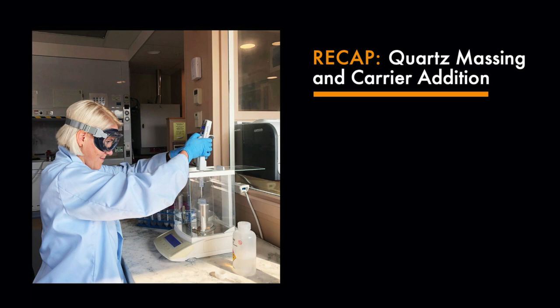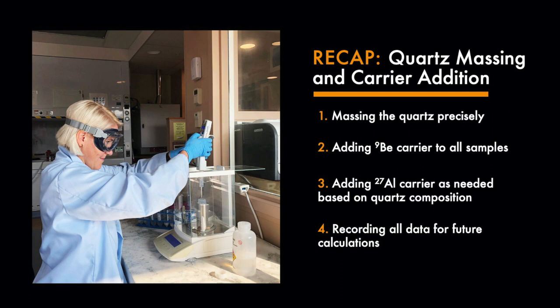So the goal of this part of the procedure, massing in quartz and adding carrier, is to do an isotope dilution experiment. And by that, what we mean is we know the mass of the quartz, we know how many grams of quartz we've put in, we measure that precisely, and we add known quantities, also measured precisely by mass, of the stable isotope of beryllium, beryllium 9, and if needed, more of the stable isotope of aluminum, aluminum 27, although often there's plenty in the quartz.